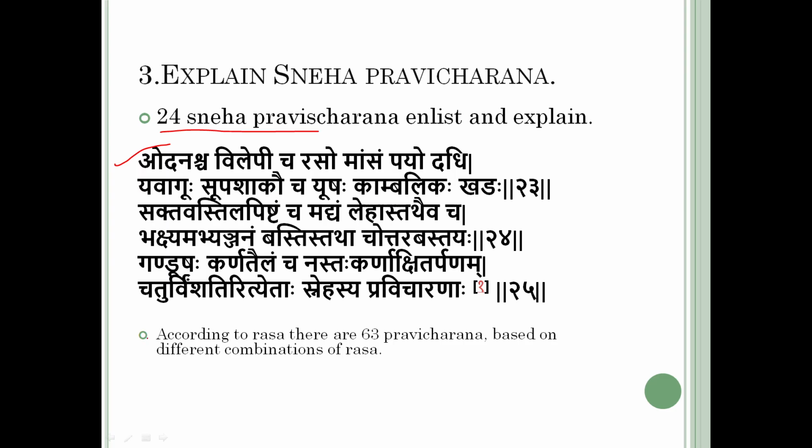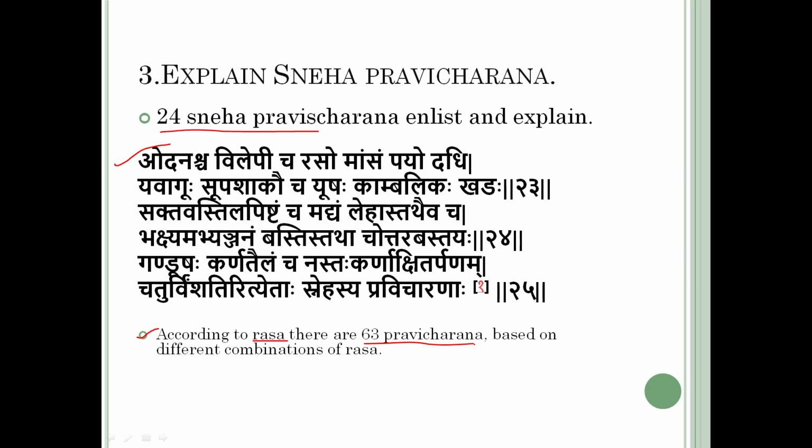Next Pravicharana is according to one topic, and again they have mentioned 63 Pravicharana, that is according to the Rasa. So in the Ashtanga 10th chapter in the first year we have studied what are the 63 combinations of the Rasa. So based on the combinations of the Rasa, there are 63 Pravicharana. So for example, we are preparing the Mahatikta Grita. Mahatikta Grita is having Tikta rasa. So it is a Pravicharana which is Tikta in nature, Tikta Pravicharana.